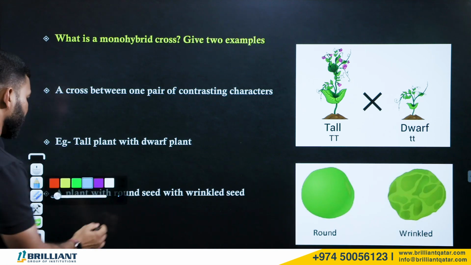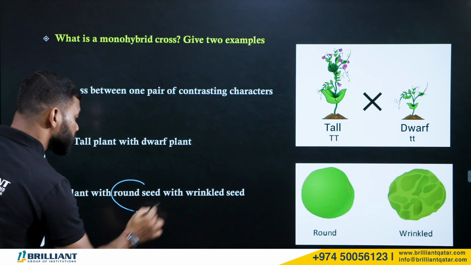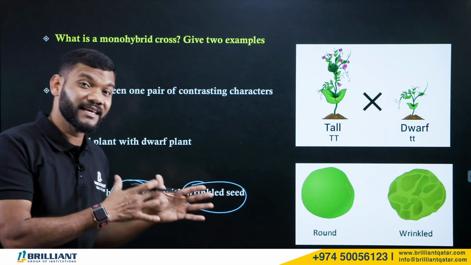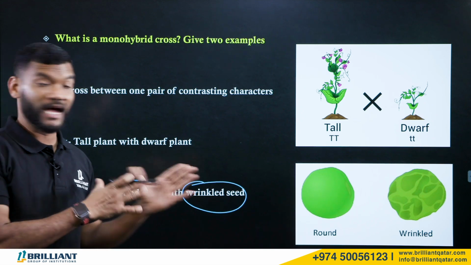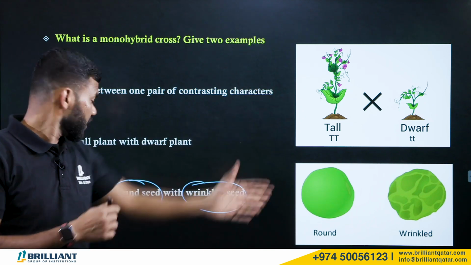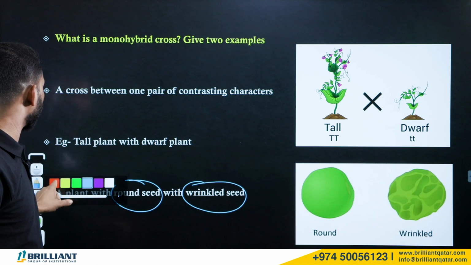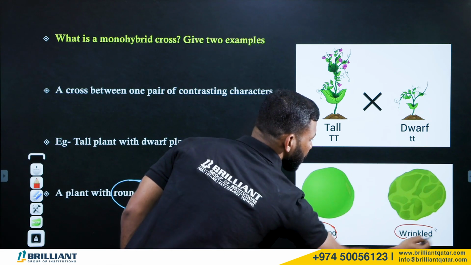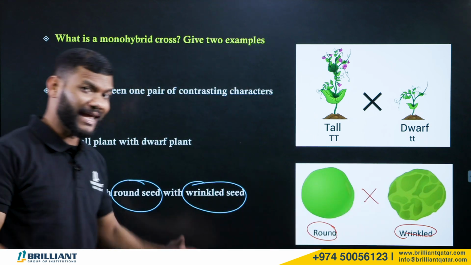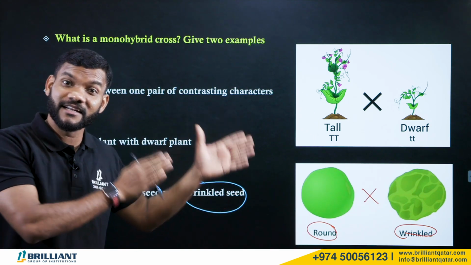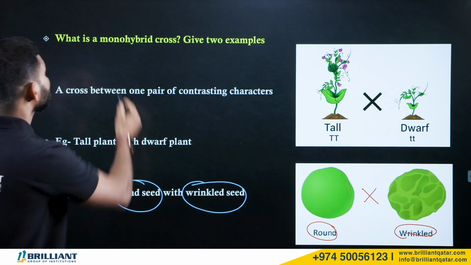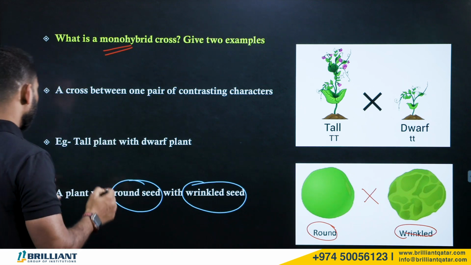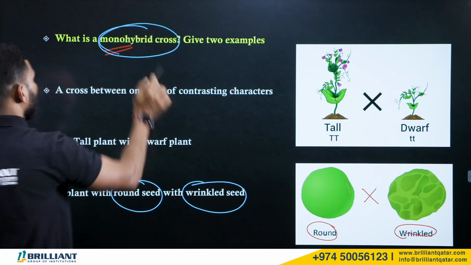Let us see another example. We have taken another example, a plant with a round seed crossed with a wrinkled seed. You know what that is? We have taken here the shape of the seed, not the height. Before that, we had taken the height of the plant, right? Here we have taken the shape. A round seed crossing with a wrinkled seed. So like this, if you cross one pair of contrasting characters, that is what is called a monohybrid cross.